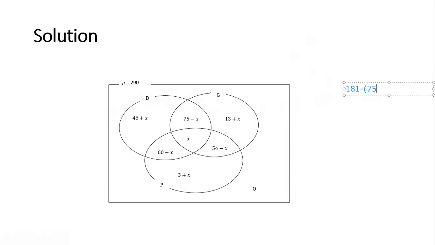We have 181 minus (75 minus x, then the people that read the three, plus x, then the people that read the Daily Times and the Punch, 60 minus x). When we add that, 75 plus 60 will give us 135. The minus and plus will cancel, so we are going to have minus x.